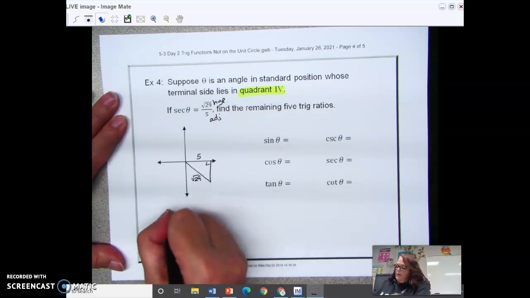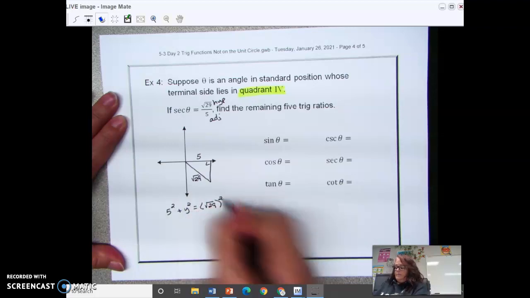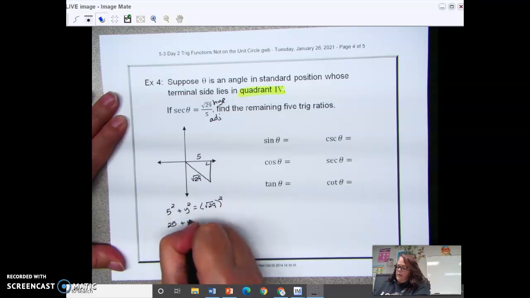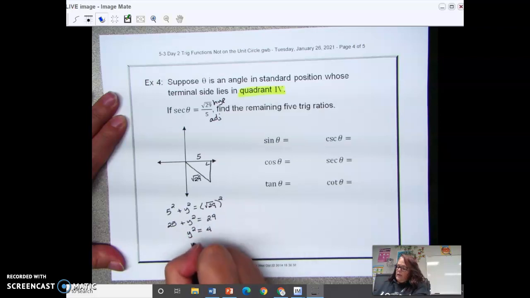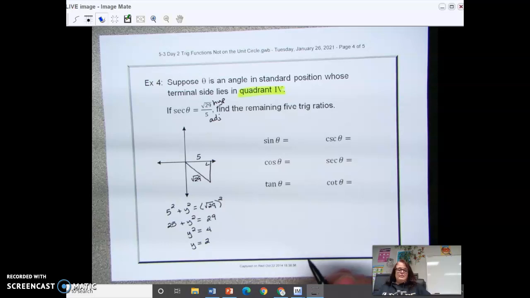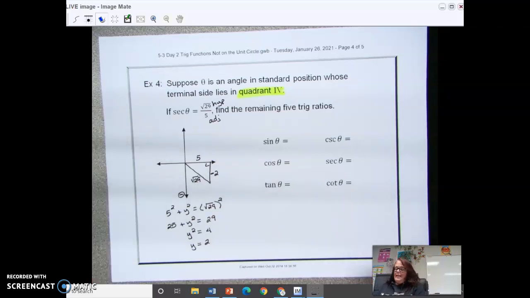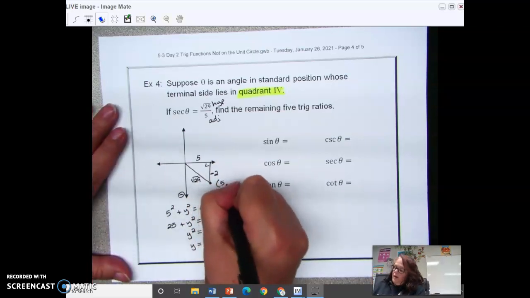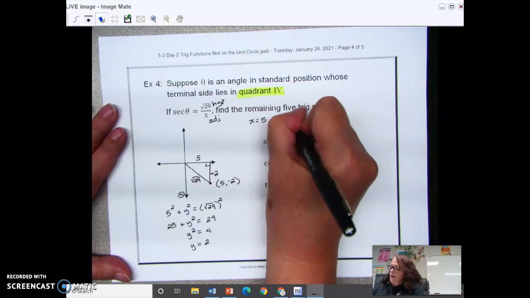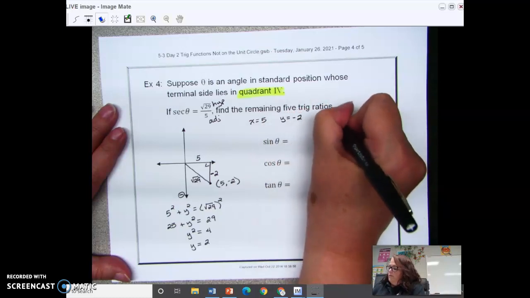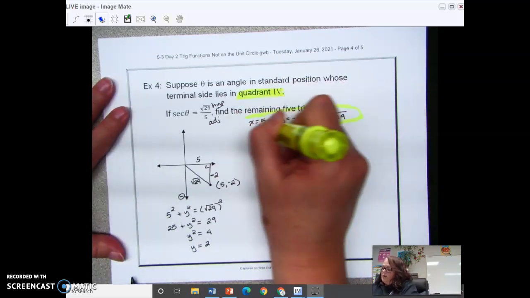So if I want to find my y value, I'm going to say 5 squared plus y squared is equal to √29 squared. So I get 25 plus y squared is equal to 29. That makes y squared equal to 4 and y equal to 2, if I think of y just as a length. But notice this 2 is below the x-axis, so it's actually at -2. So this would be the point (5, -2). So I have an x value of 5, a y value of -2, and an r value of the square root of 29. So again, take a moment to pause the video and see if you can find all 6 measures.